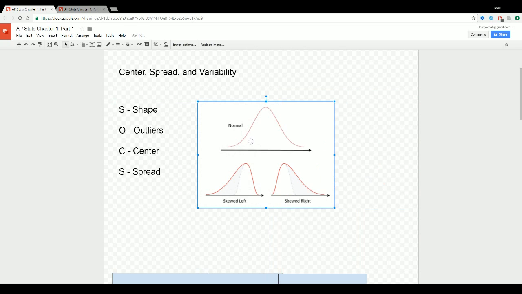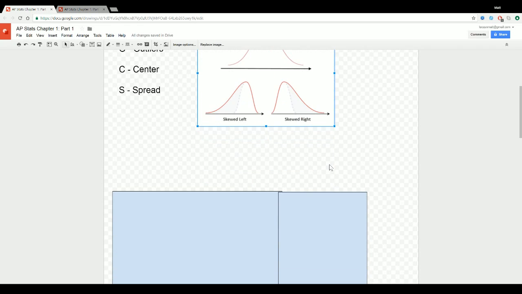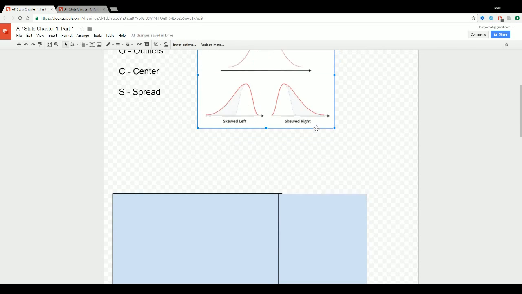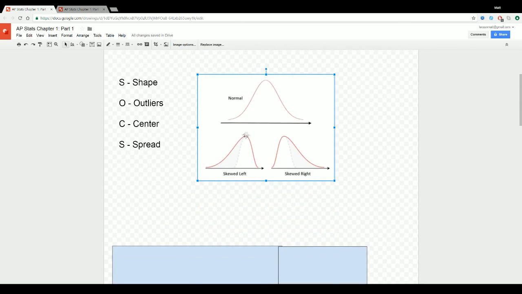If a distribution has a roughly symmetrical shape or a normal shape, the curve looks roughly symmetrical, just like this. If the distribution is skewed to the left, the curve will look like this, and if it's skewed to the right, it'll look like this. I'll show you how to tell just by looking at a graph if it is skewed to the left or the right.